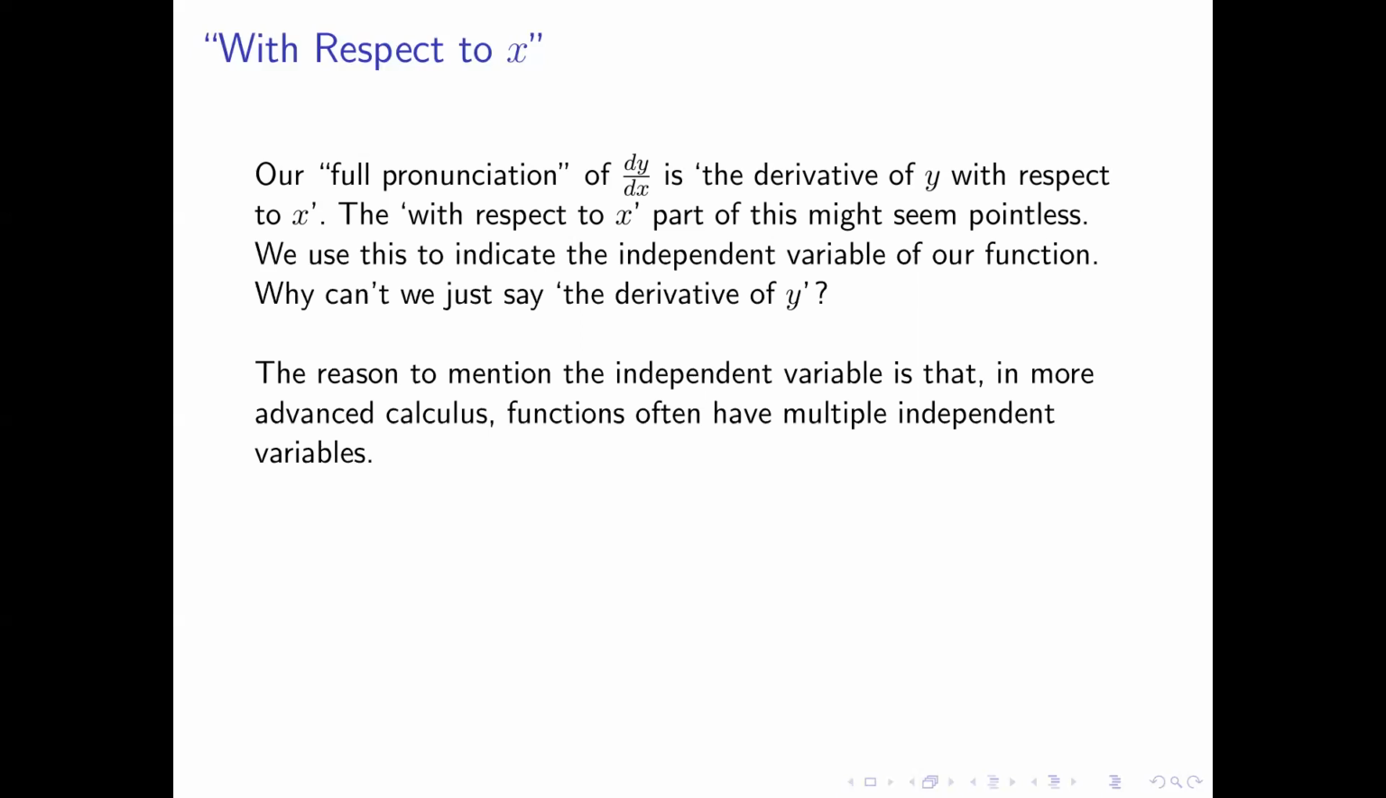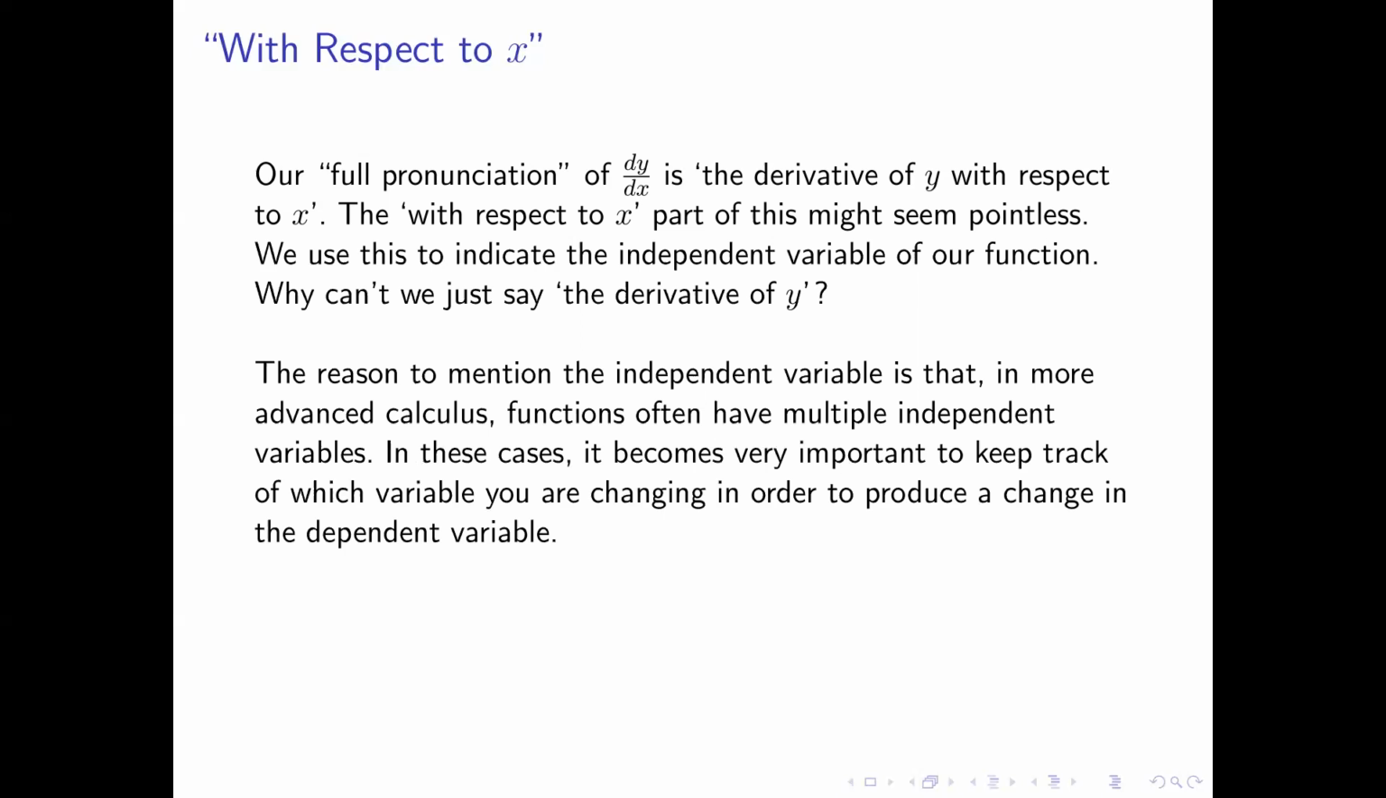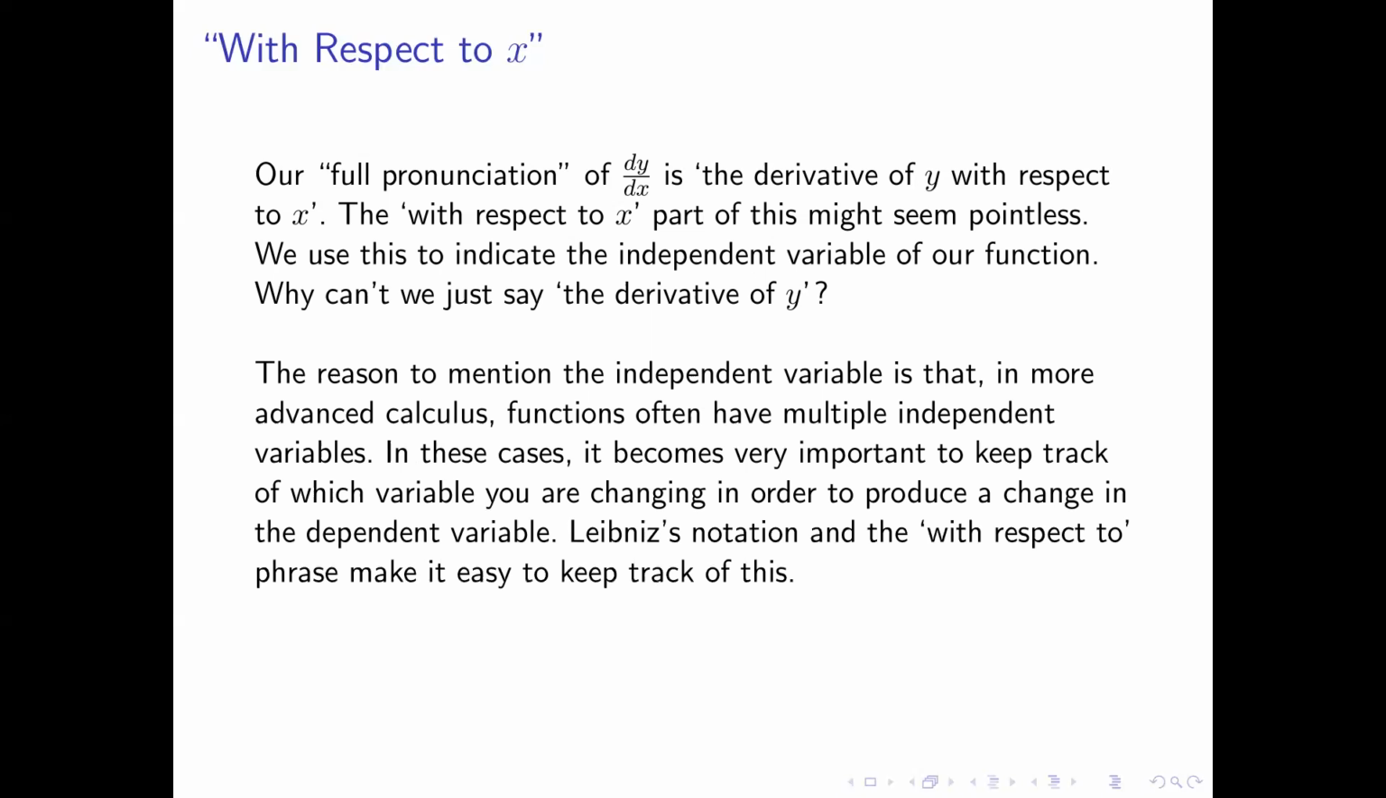But if you go on to study more advanced calculus, one thing you'll start to do is to look at what happens when functions have more than one independent variable. And in those cases, it's really critical to keep track of which independent variable value you are changing in order to produce a change in the dependent variable. Leibniz's notation allows us to do this, and saying the derivative of y with respect to x, or the derivative of y with respect to t, or something like that, makes it easy to keep track of which independent variable is being changed. And that often affects the change in the value of the dependent variable. Now, in this course, we're not doing anything with functions that have more than one independent variable, but it's still good to get used to the notation, the vocabulary, so that when you do study that more advanced calculus, you're ready for it.